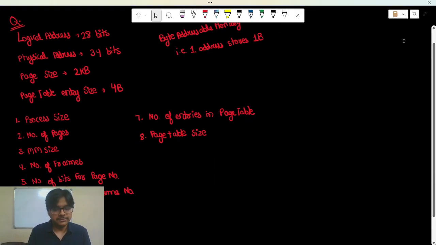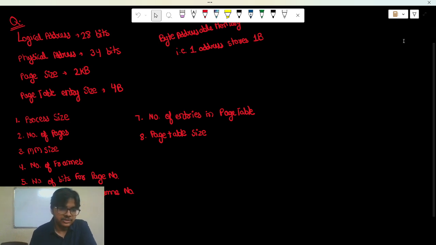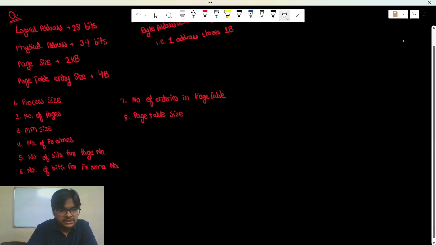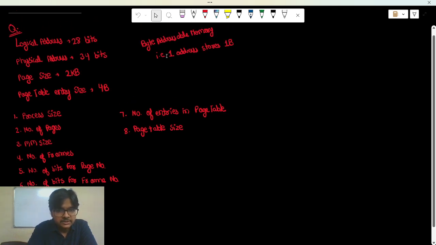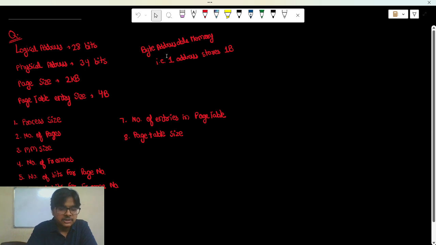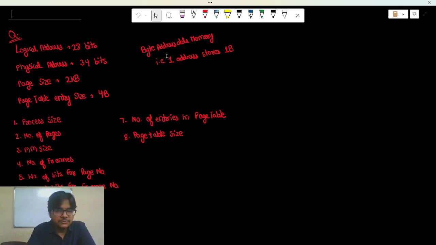Hi, so today we'll be seeing an example of how to solve a paging question in operating systems. So let's see the question first. As you can see here, your logical address is of 28 bits and physical address size is 34 bits. Page size is 2 KB and page table entry size is 4 bytes. Now your memory is byte addressable. What does it mean? It means that each location will store 1 byte of data.